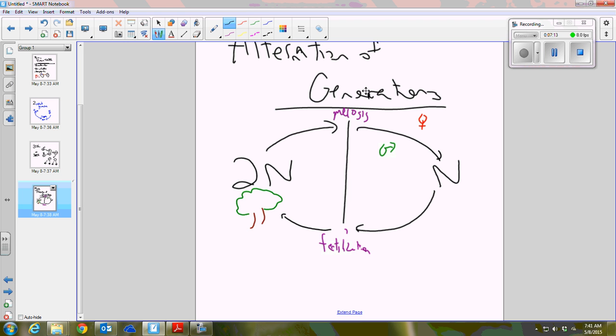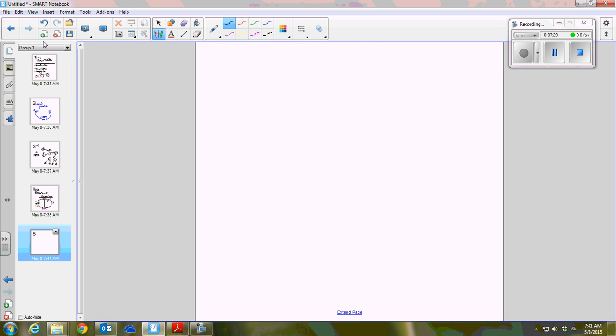Now for male animals. It's pretty simple with male animals. Males go through a process called spermatogenesis. This is the process of making sperm.